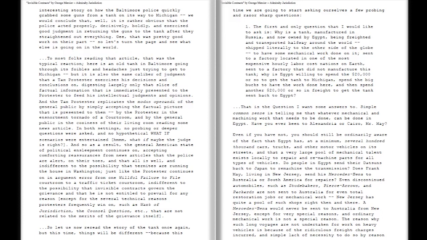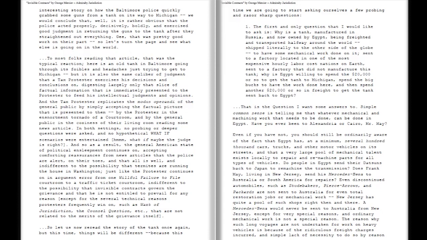And the tax protester replicates the modus operandi of the general public by simply accepting the factual picture that is presented to them by the protester in the tornado of a courtroom, and by the general public in the coziness of their living room reading some news article. In both settings, no probing or deeper questions were asked, and no hypothetical what-if scenarios were entertained. What if maybe the judge is right?